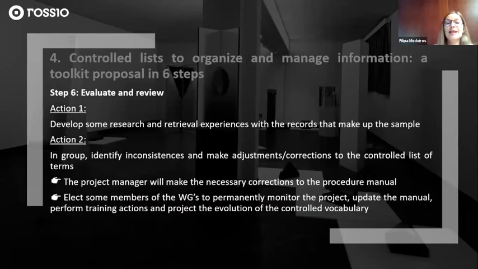And finally, step 6, evaluate and review. Action 1, develop some research and retrieval experiences with the records that make up the sample. Action 2, in group, identify inconsistencies and make adjustments, corrections to the controlled list of terms. The project manager will make the necessary corrections to the procedure manual and elect some members of the working groups to permanently monitor the project, update the manual, perform training actions, and project the evolution of the controlled vocabulary.